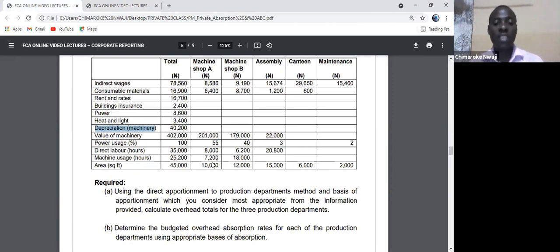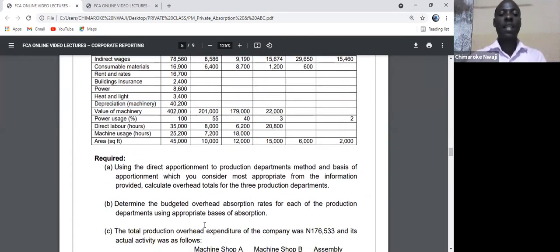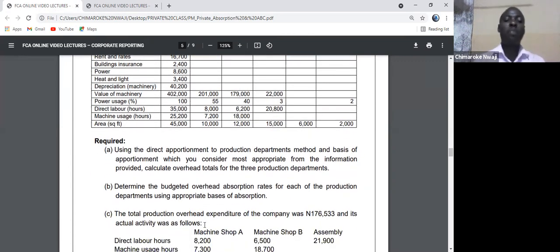Using the direct apportionment to production department, consider most appropriate from the information, calculate your overhead totals for the 3 production departments. So for the 3 production departments, you have just done justice to it. Okay, so now let's look at the B part of the question. They said now, determine the budgeted overhead absorption rates for each of the production departments. Now, that is the important thing here in absorption costing, to get your overhead absorption rates.